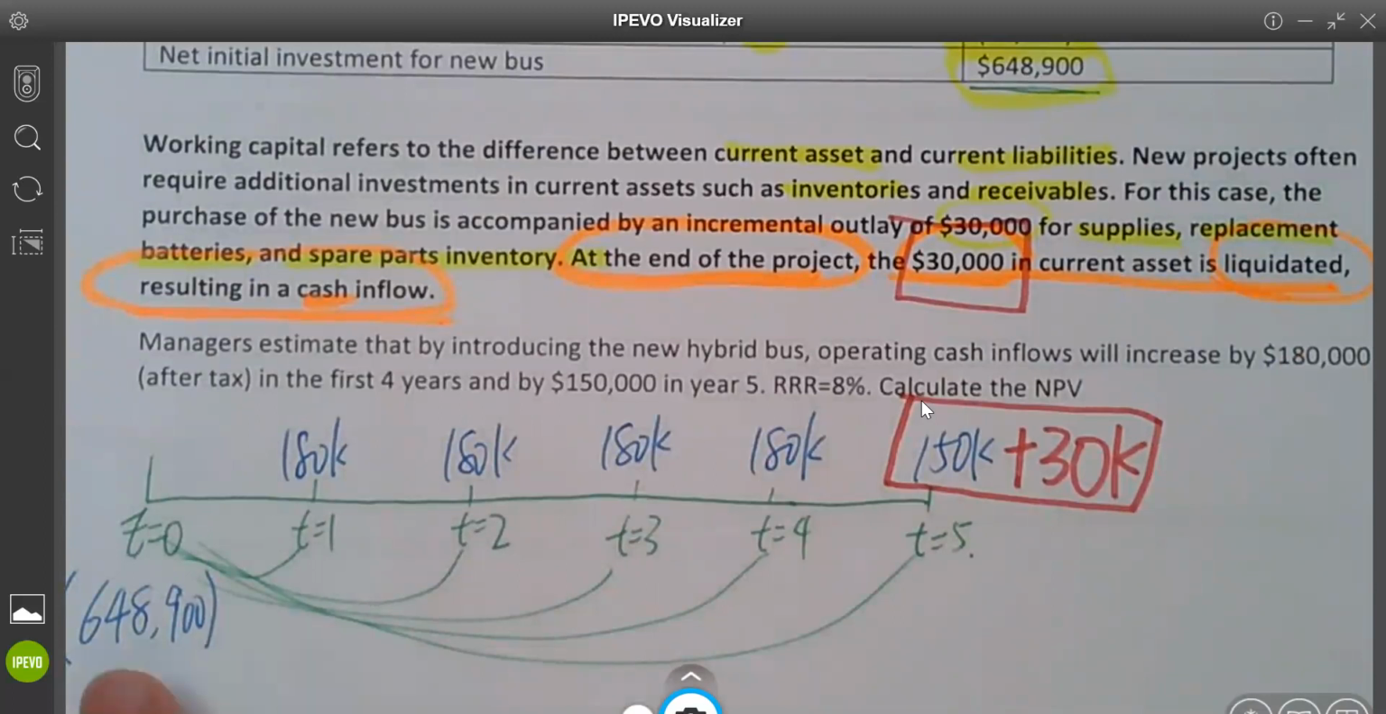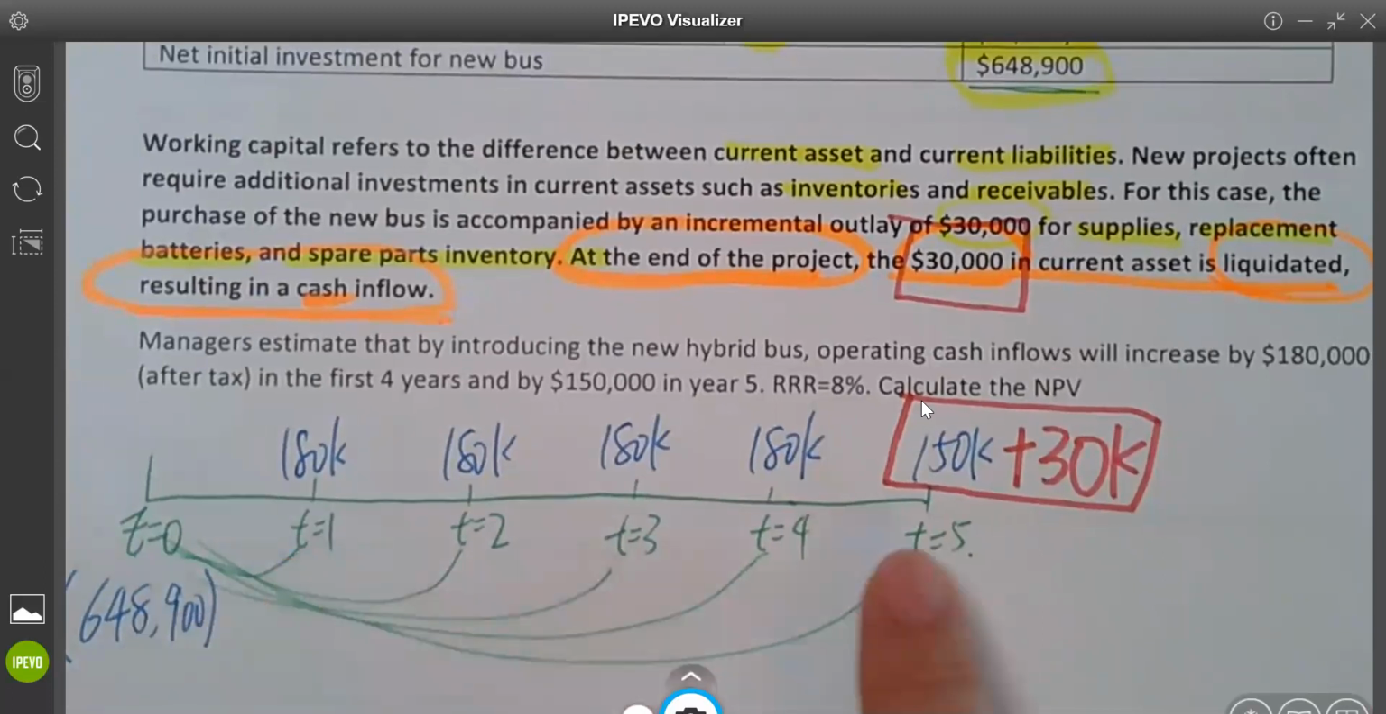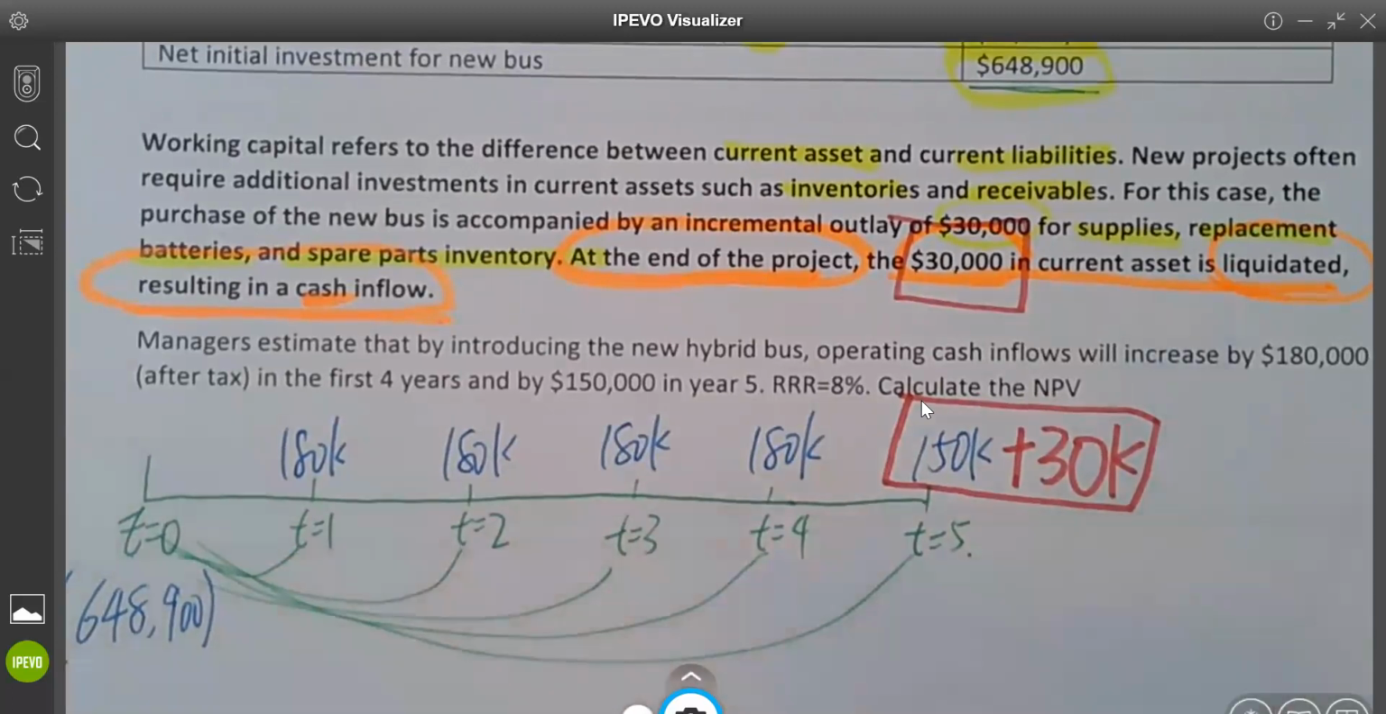So basically, you invest this much at the beginning of the project. In the next 5 years, every year you have 180,000 cash inflow, although in the last year, the 180,000 is made up of 2 parts, 150,000 plus 30,000. Now you discount everything back.